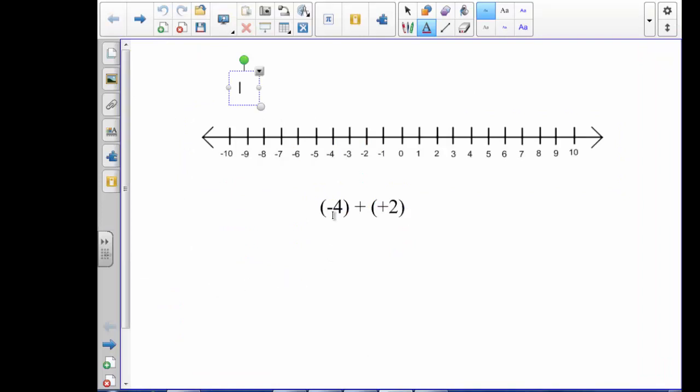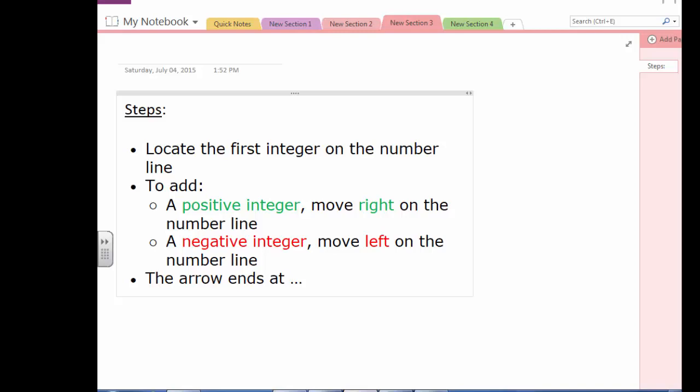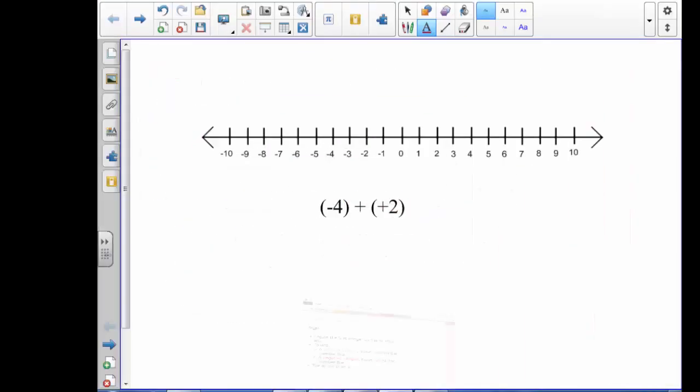Let's start the first one. Before we start, we read it: negative 4 plus positive 2. So the steps say we locate the first integer. As you can see, the first integer here is negative 4. Can you see? Locate the first integer on the number line. So I will choose the black color now, and I will locate the first integer, negative 4.